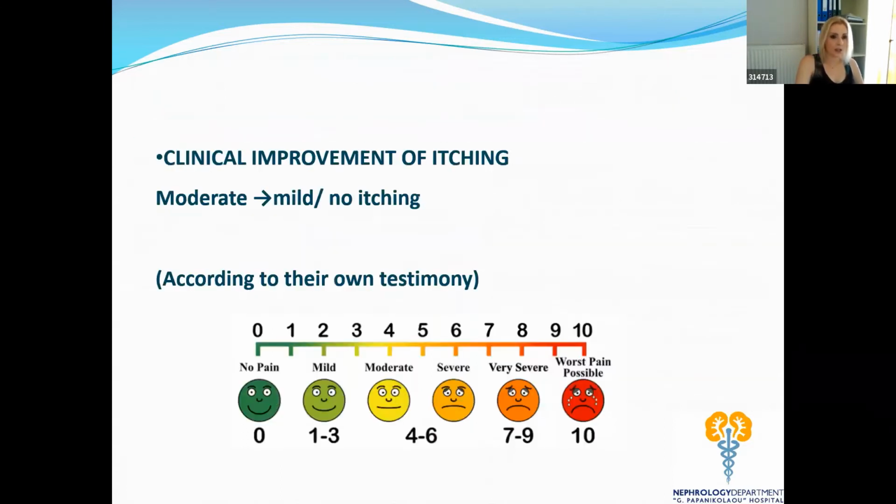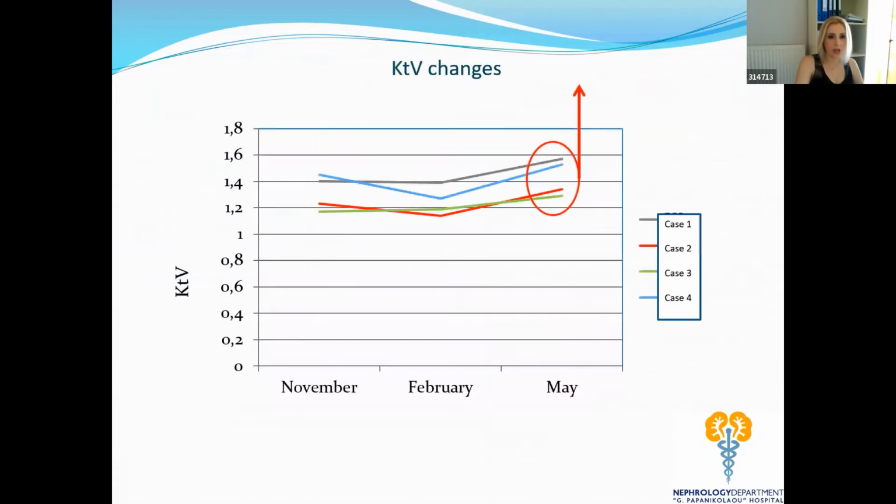So, after 6 months of observation, all 4 patients claimed the sense of skin itching improved from moderate to mild or no itching. For this short period of observation, dialysis adequacy was not adversely affected. Moreover, it showed an improvement trend.